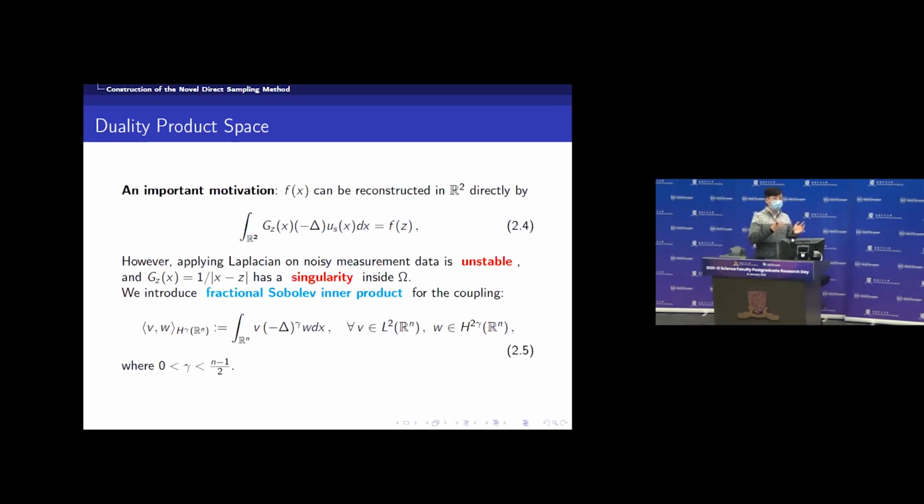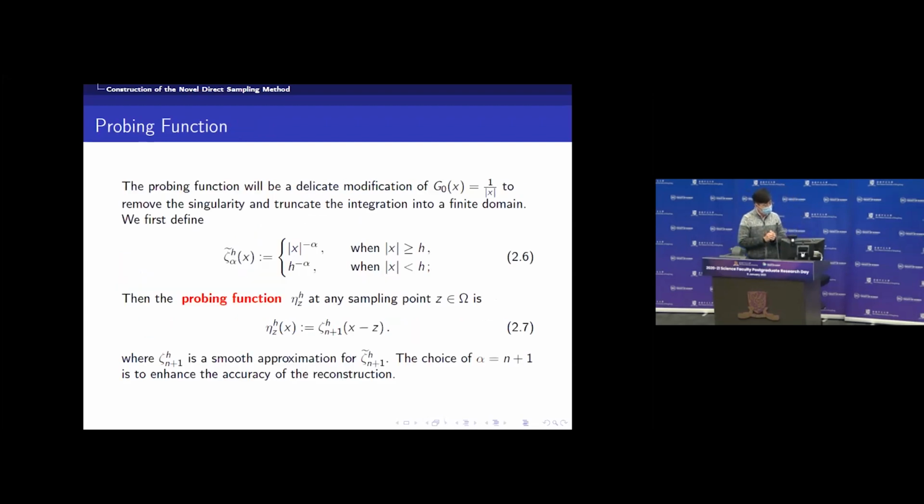So since the Laplacian is unstable, we choose a fractional Laplacian here, with order 0.5, 0.4. This is the coupling that we choose: a fractional Laplacian and an L2 inner product. For the second part, since there is a singularity associated with the original function J_z, we remove the singularity. You can see from definition 2.6 that we remove the singularity of the original function.